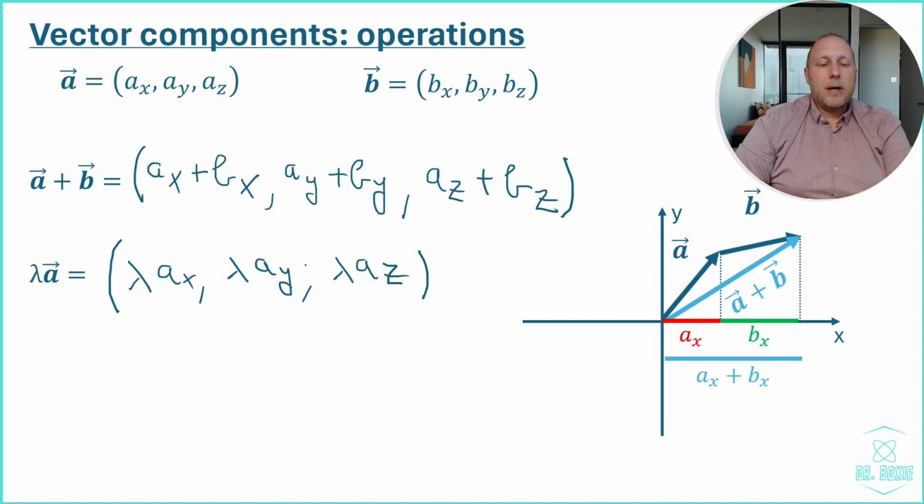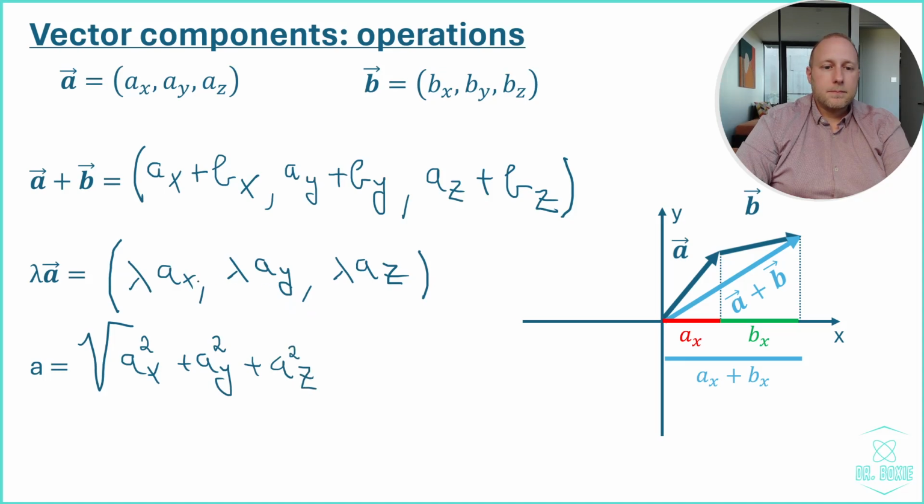What can we say about the magnitude of the vector a? Well, in 2 dimensions, we saw that the magnitude can be calculated using the Pythagorean theorem. The same is true in higher dimensions. The Pythagorean theorem still holds, and that means that also in the 3-dimensional case, we get a, the magnitude of the vector a, by the square root of ax squared plus ay squared plus az squared.